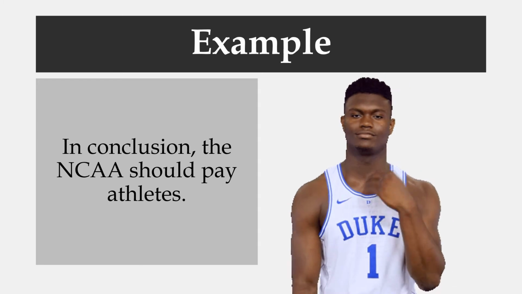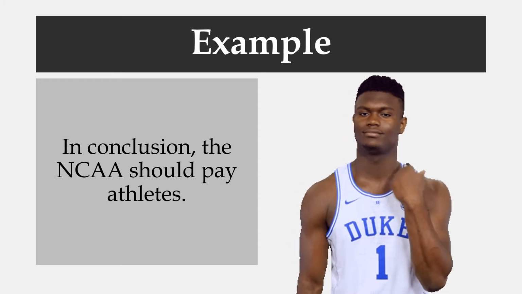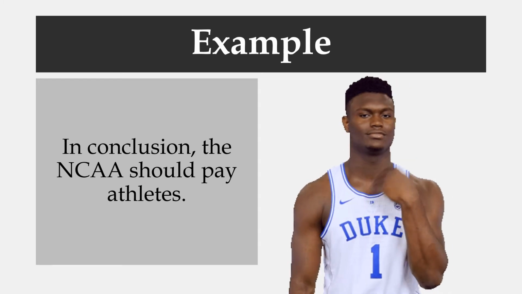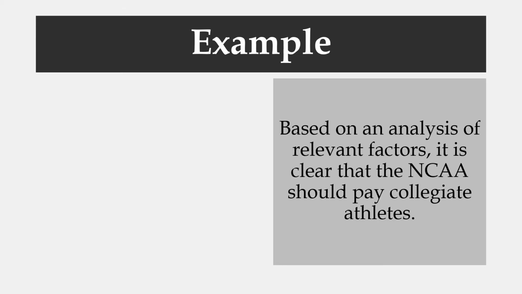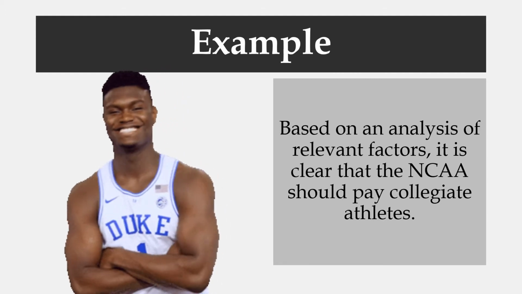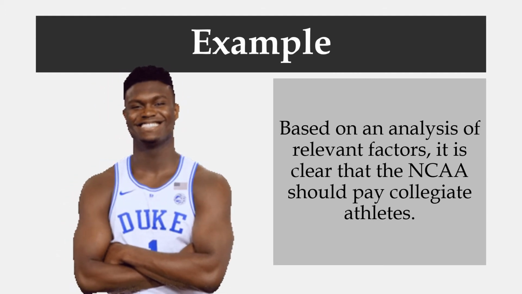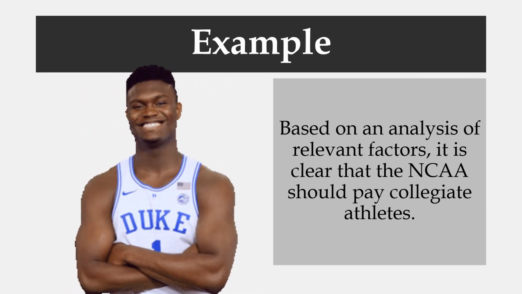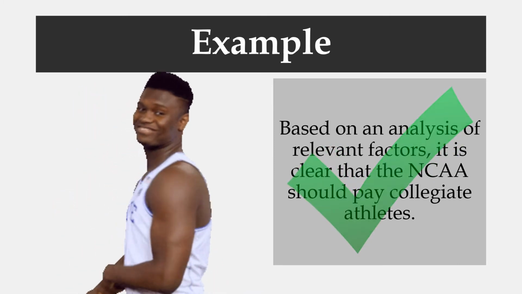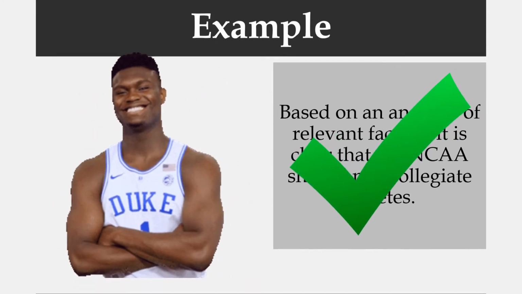Again, though relatively effective, this is cliché and it's not going to differentiate this paper from other students' papers. You want to begin with a restatement of your thesis. Based on an analysis of relevant factors, it is clear that the NCAA should pay college athletes. Again, you've called attention back to your argument, indicated to your reader you're done introducing your evidence, and that you are now going to summarize and synthesize that evidence.